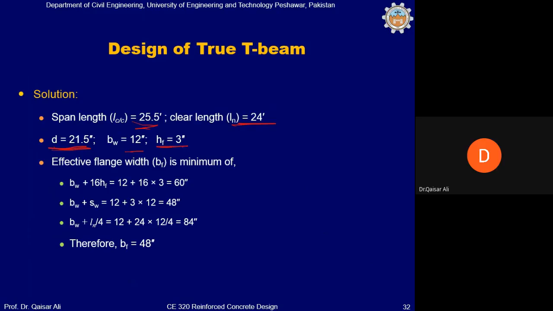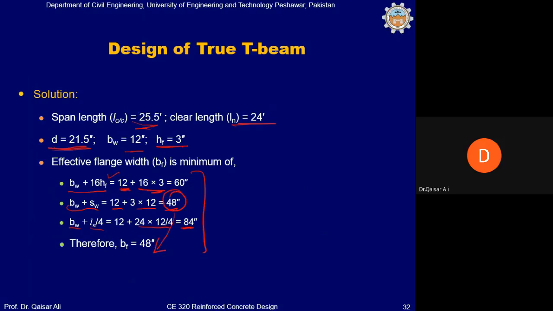First of all, we will calculate bf. bw plus 16 hf, hf is 3 inch: 12 plus 16 multiplied by 3 is 60. bw plus clear spacing, 12 plus 3 into 12, is 48 inch. And bw plus Ln divided by 4 is 84 inch. This is the minimum value. This you will pick as bf.